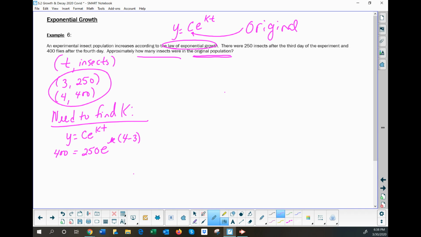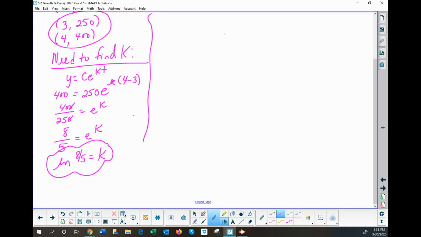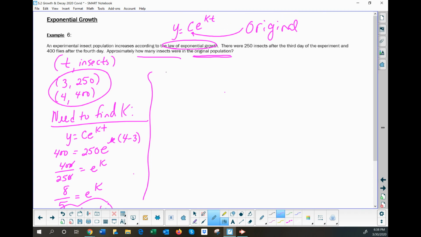And then I'm going to divide by 250, so 400 divided by 250 equals e to the k. We could reduce a little bit more. Let's do it: 8/5. So 8/5 equals e to the k. Natural log of 8/5 is our k value. Now that we got k, we can go solve the problem. So now we know k, as well as we have a starter amount that we can work with.